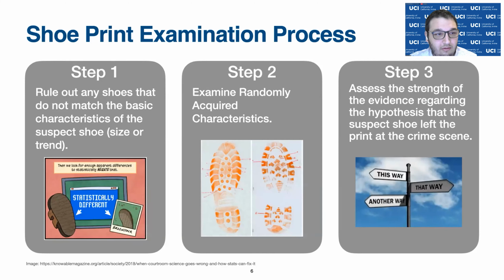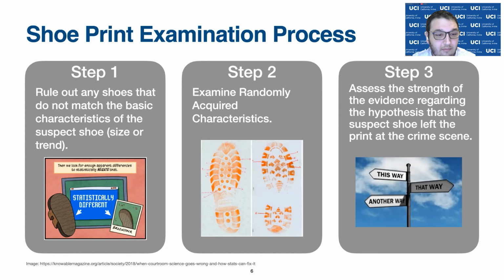So a general shoe print examination process, this is not true in every case, but generally the first step is to rule out any shoe that doesn't match basic characteristics. So as you can see in the image, the shoe print has a very specific tread pattern, while the shoe that they found has a very different tread pattern. So by doing that, we could eliminate a certain portion of the population of shoes.